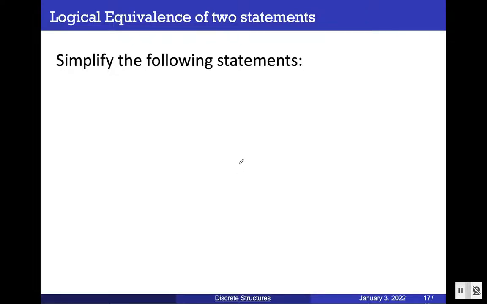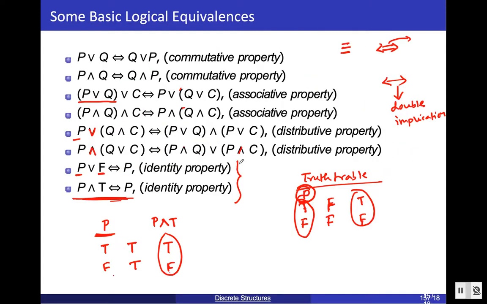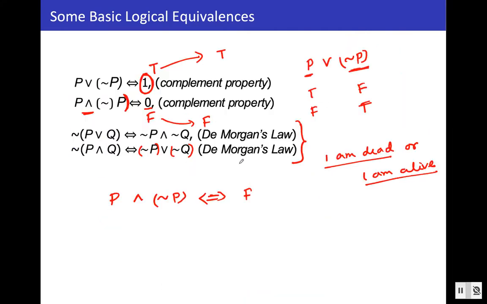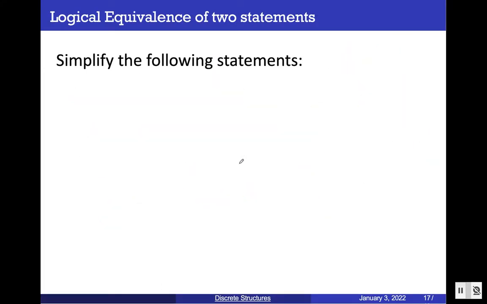Hello everyone. So last segment we saw some basic logical equivalences. In earlier segments we also saw that we can use a truth table to find out whether two statements are logically equivalent or not. Now, instead of finding the truth table, we can also use some basic logical equivalences to prove whether two statements are logically equivalent or not.